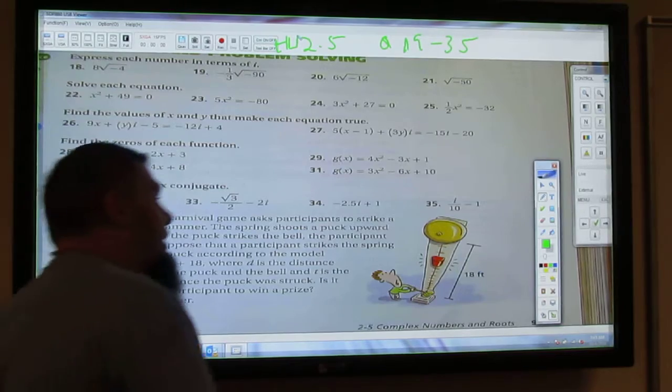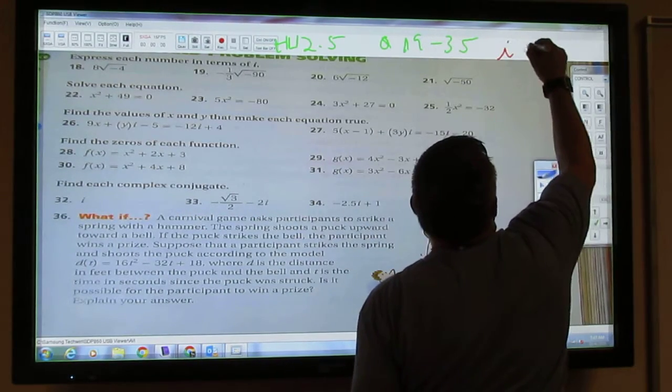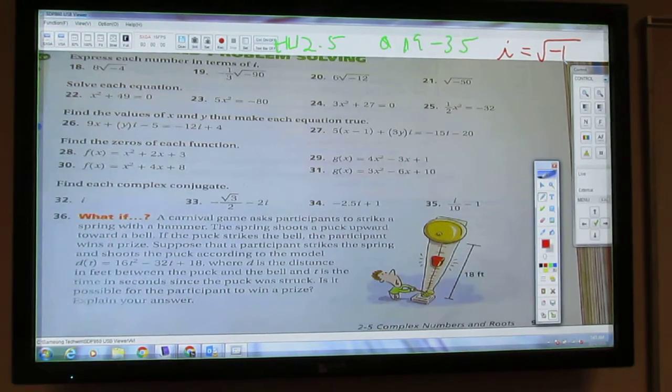The biggest thing on this homework is that i is equal to the square root of -1. Okay? This is just talking about complex numbers. Last year I had you in geometry. We talked about this for maybe a day when you were doing quadratic formulas. So now we're going to get into it a little bit more.